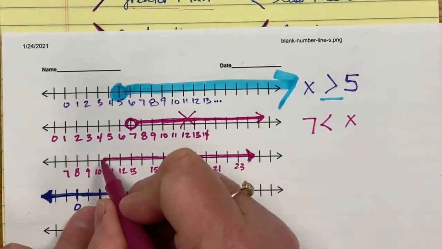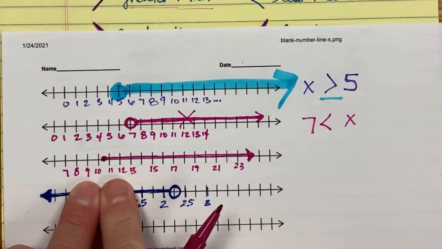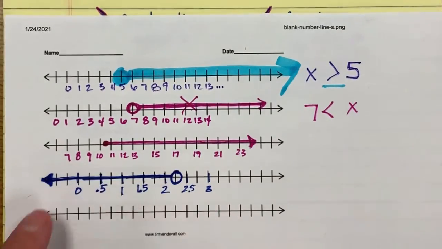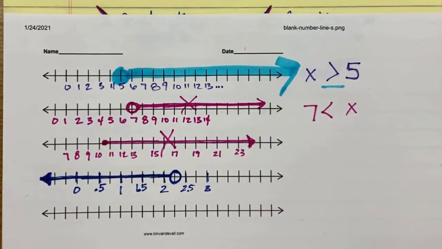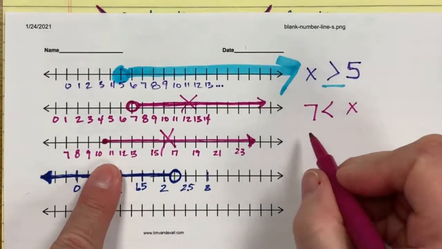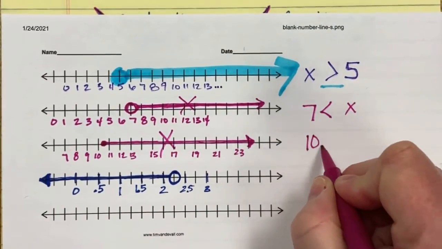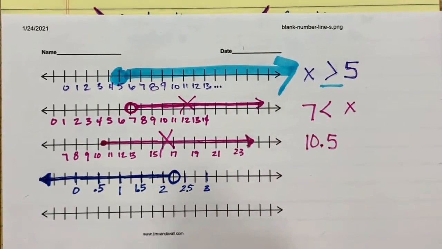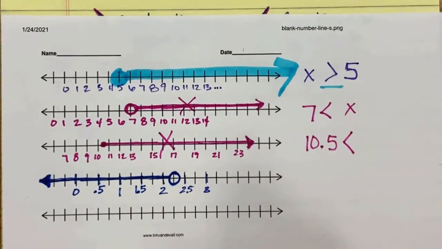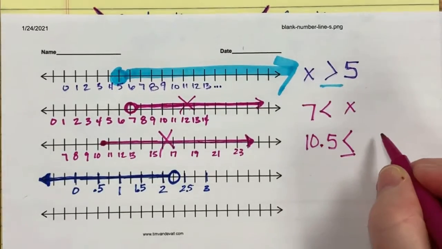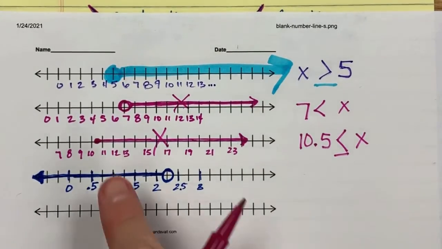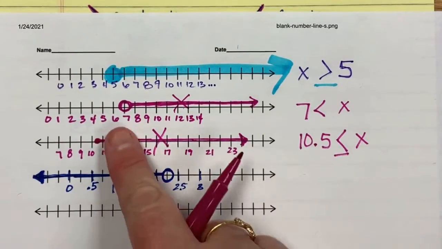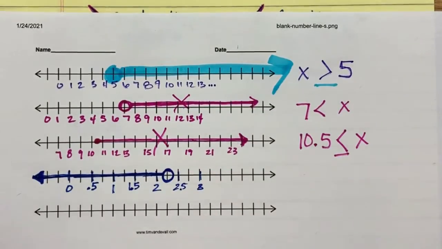On this one, we have a closed circle. It looks like it's about halfway between 10 and 11. I just put an x on what all the possible solutions are. So for this one, I would say 10.5 is less than or equal to x, because everything else could be. I actually just write this literally the way it looks here, and that might help you.